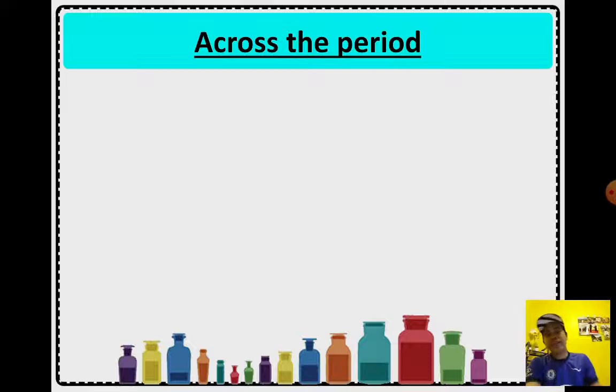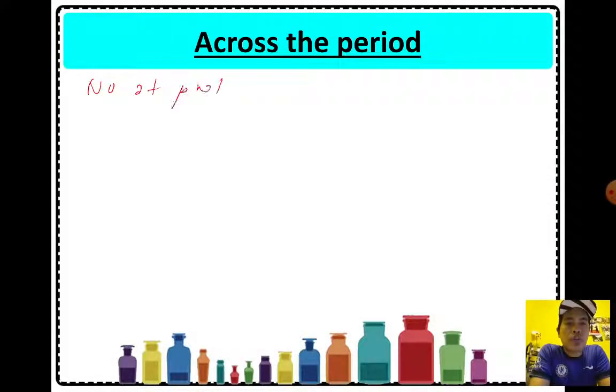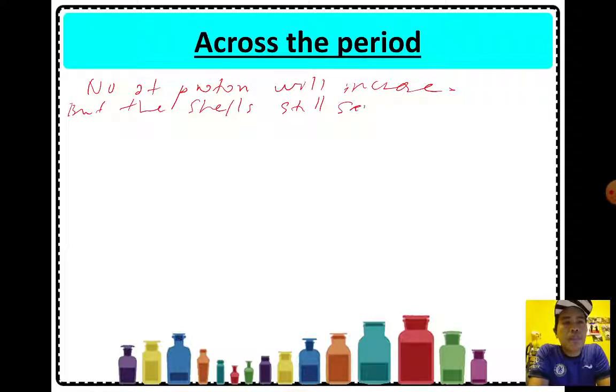Okay, so we want to know the physical properties across the period. What is the reactivity, the size? We want to know all of this. Okay, the first one we have to know, across the period, the number of proton will increase, but the shells still same. Maksudnya dia punya petala dia tidak bertambah, tetapi dia punya number of protons dia akan meningkat.